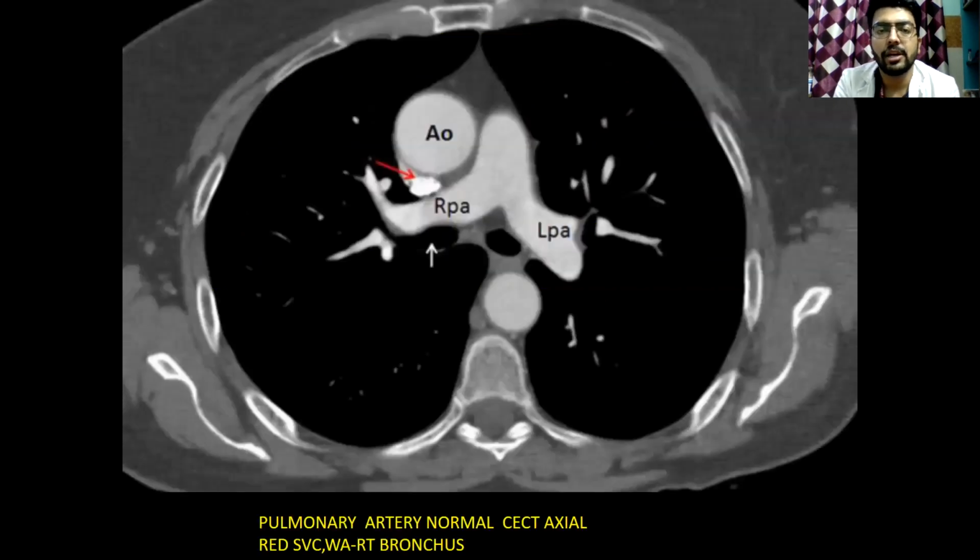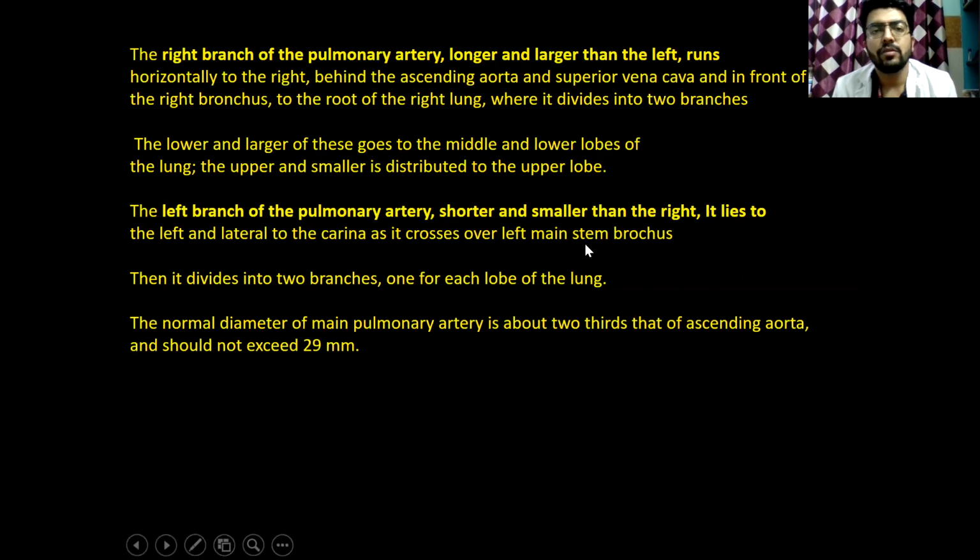So this is the aorta. This is the right pulmonary artery, left pulmonary artery. The right branch of the pulmonary artery, longer and larger than the left, runs horizontally to the right, behind the ascending aorta and superior vena cava, in front of the right bronchus, to the root of the right lung, where it divides into two branches.